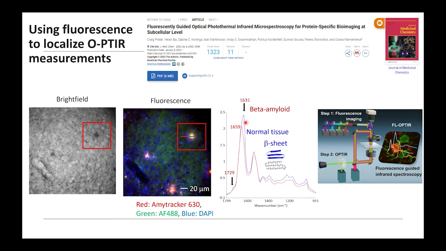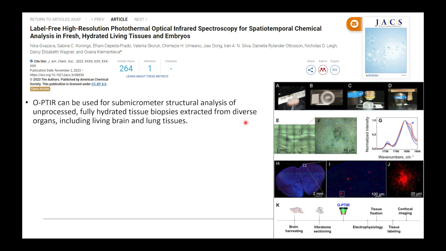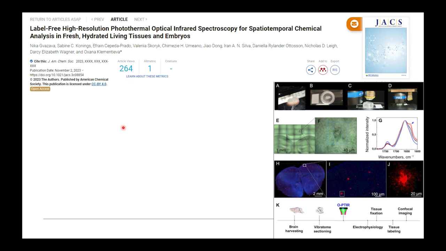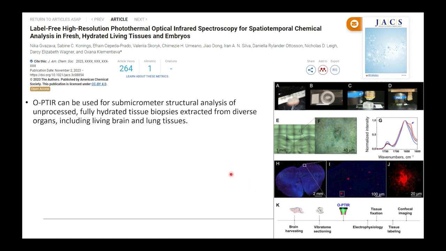Roxana Clementeva also published another paper in late 2023 where she looked at hydrated tissues. And this is something that actually I would not have thought was even possible, but she's done it. I'm glad she didn't ask me. She's taken freshly excised, fully hydrated tissue biopsies. Normally these tissues for traditional IR would be sliced, hydrated, fixed, and the like. But here, these are fresh tissues sitting in buffer, and then she's imaged them.